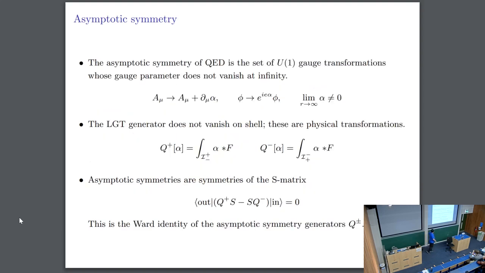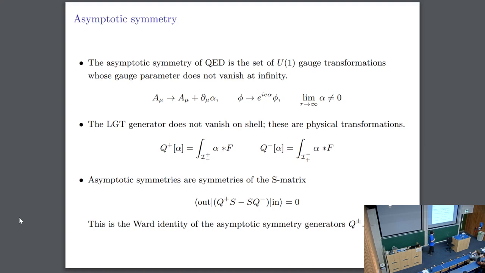So let's look at an example. In QED, the asymptotic symmetry is the set of all U(1) gauge transformations whose gauge parameter does not vanish at infinity. Now, if you compute the generators using this condition, then you find that they do not vanish on shell. They have a non-trivial action on the states, and therefore these are physical transformations.